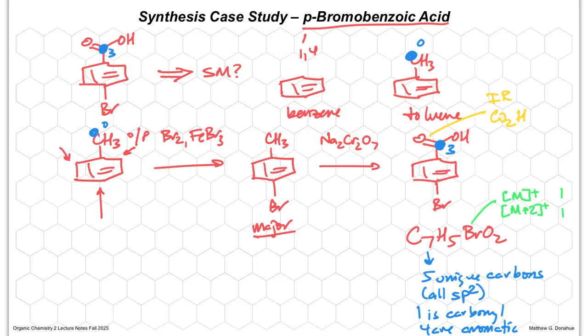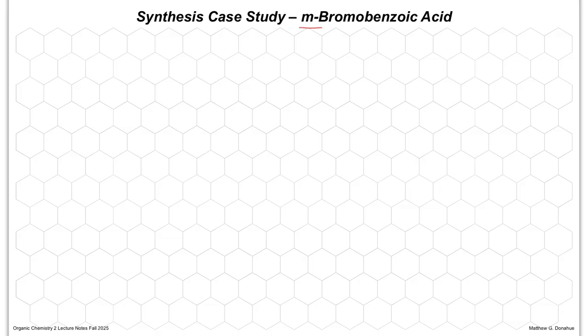Any questions? So this one says meta-bromobenzoic acid. So now the two substituents are in a 1-3 relationship. We can still use the same logic as before, where we'll start with toluene.